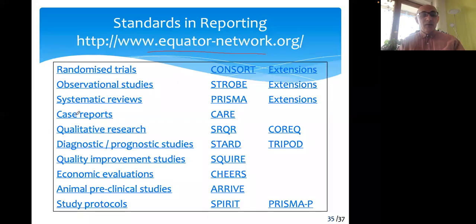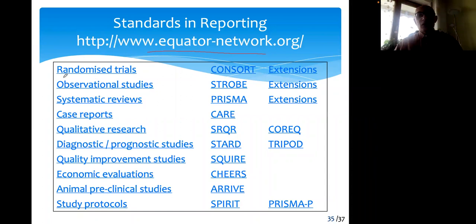Okay, I have copied from their web page some of them to my slide here. For example, if you have a randomized controlled trial or randomized trials, experimental studies, then there is the CONSORT guideline. And if you go on the Equator Network and click on the different guidelines, you will see what kind of suggestions are made to prepare a report for randomized clinical trials or randomized trials.